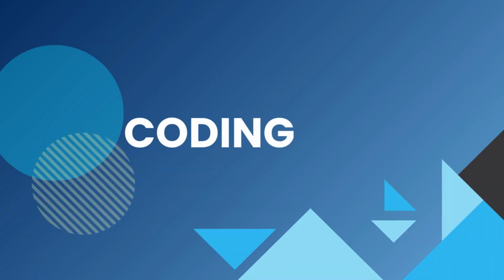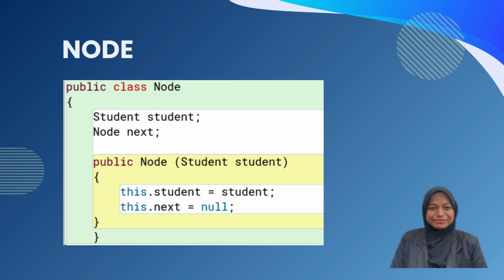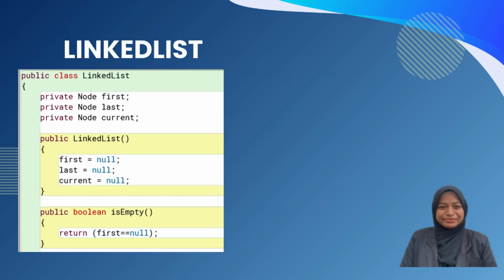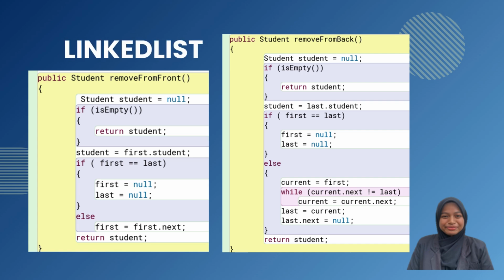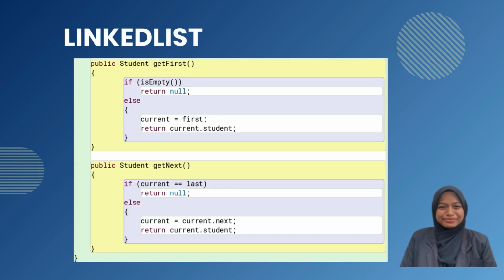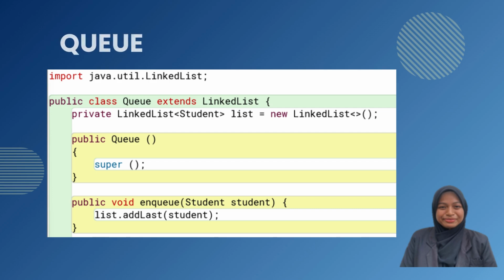Next is our group coding. Node class. Node class is commonly used in linked list. We have student data and node next. In linked list class, there are private node first, private node last, and private node current. For the linked list, we have insert at front, insert at back, remove from front, remove from back, get first, and get next method. Here, we have the queue class.